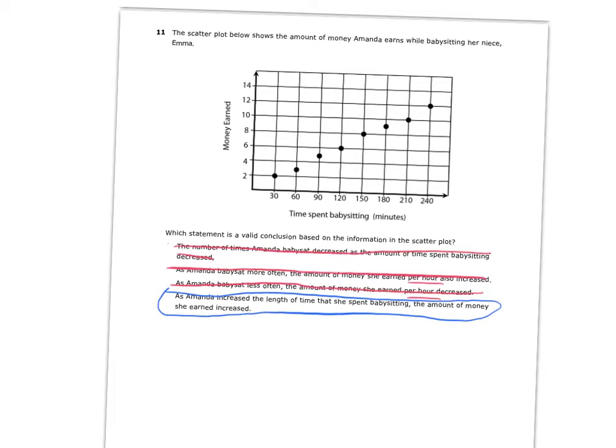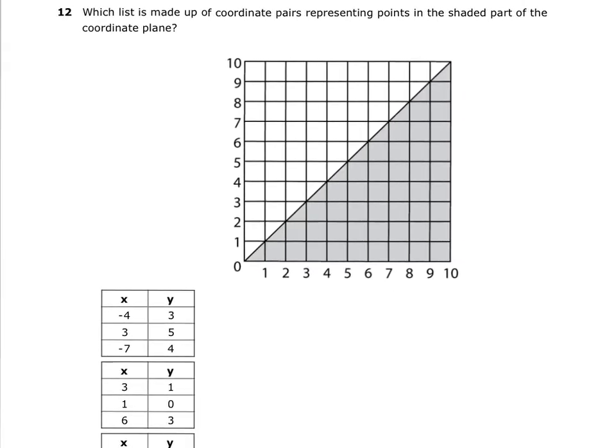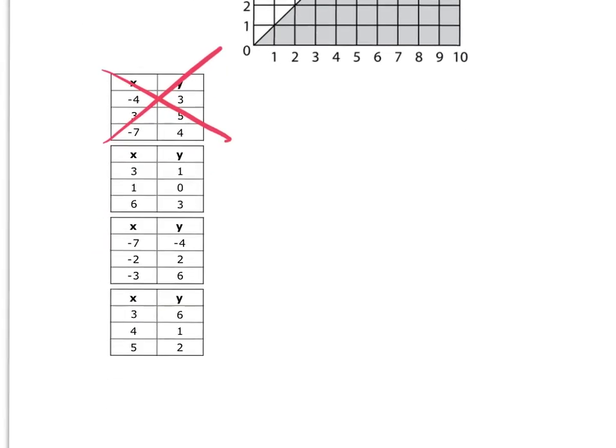How many questions are on this test? 15. Number 12. Which list is made up of coordinate pairs representing points in the shaded part of the coordinate plane? Alright, first table tells us -4 and 3. What's wrong with that? There are no negatives. So that's not it. In fact, I'm going to go ahead and mark out the third choice because it's got negatives on it.